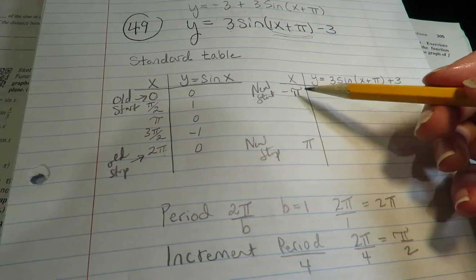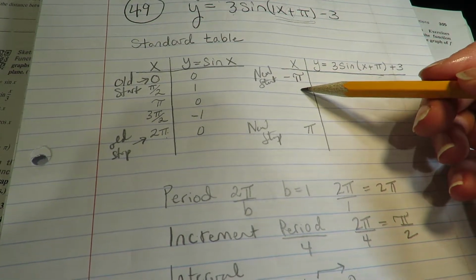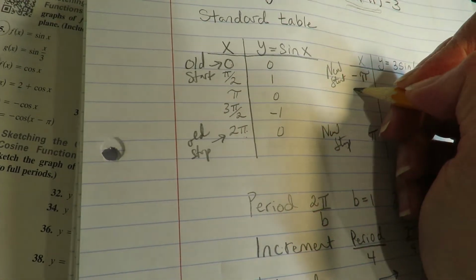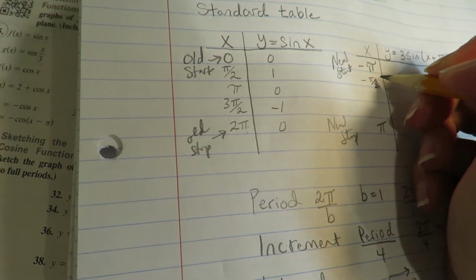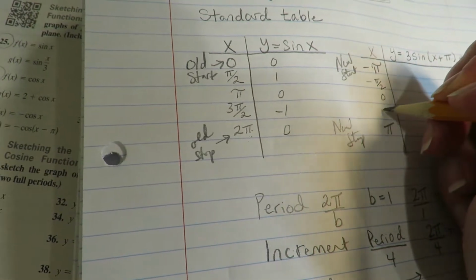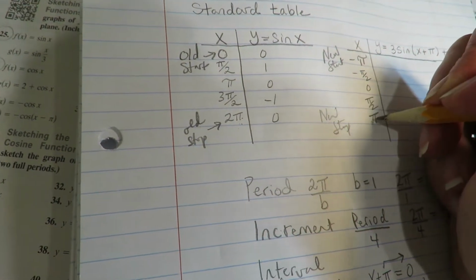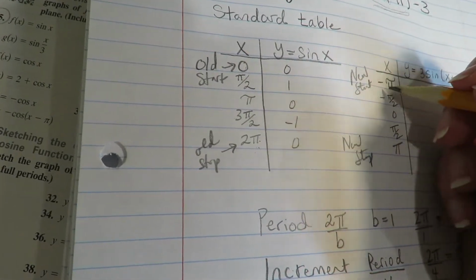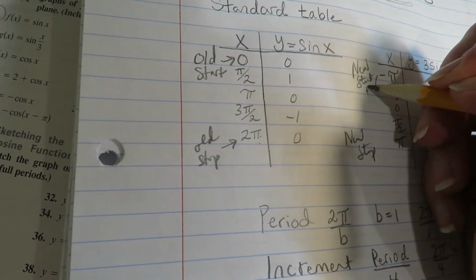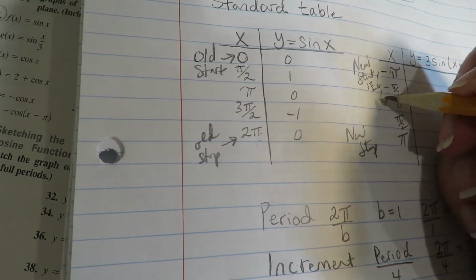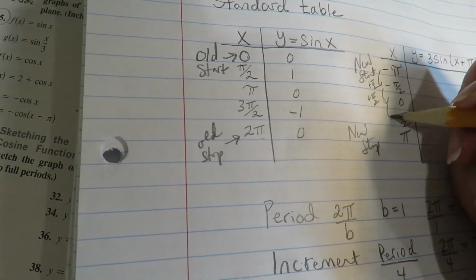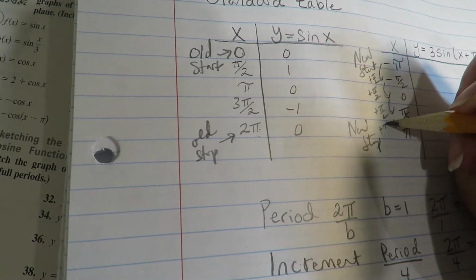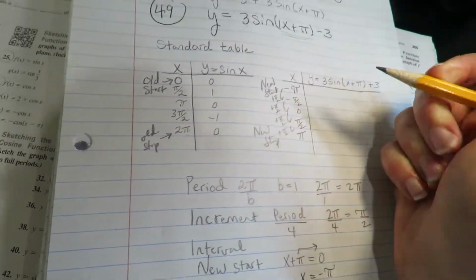And then you can either do this in your head, like what's the middle of here, what's the middle here, and so on, or you could just use the increment. The increment is pi over 2. So if I add pi over 2 to this, it's negative pi over 2. If I add pi over 2, it's 0. If I add pi over 2, it's pi over 2. If I add pi over 2, it's pi. So for here, you would just add the increments to get the other values. And I like to always check the last one that it makes sense.